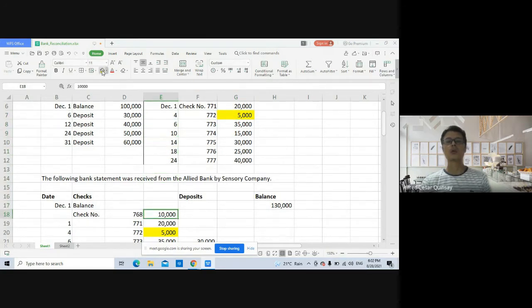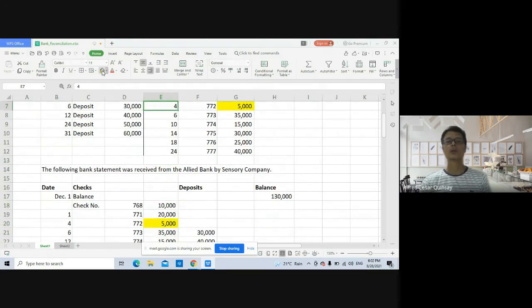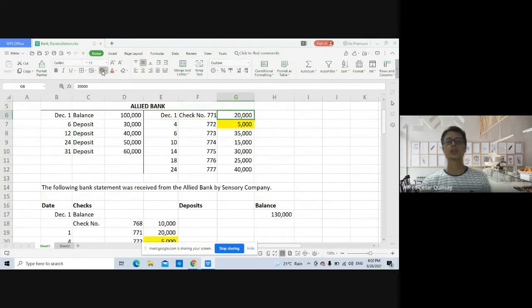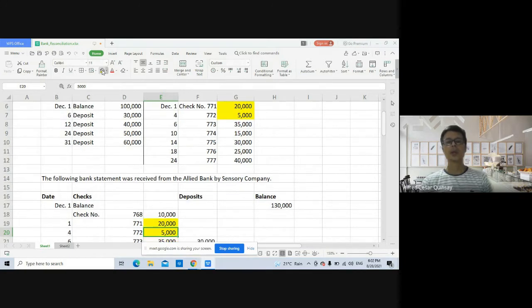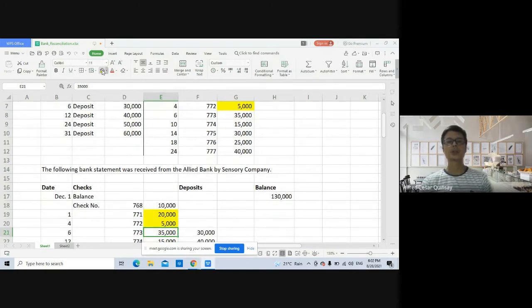The bank acknowledged December 4, and it's the same for check number 771 on December 1. The bank considered it on the same date, December 1. And the next is the 35,000, as we can see here, check number 773, which was debited to the account of the company. Of course, that's deducted. This 35,000 was also credited by the company.